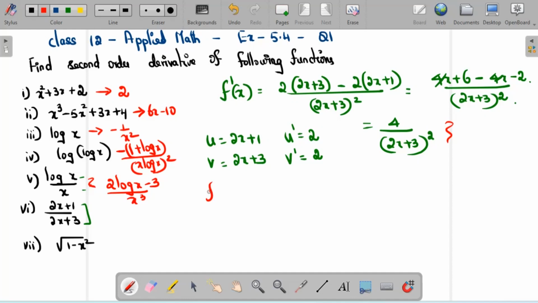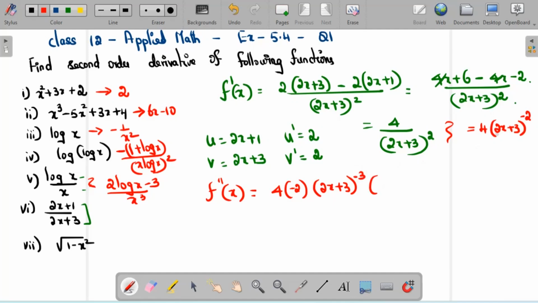We need the double dash. So in order to find the double dash of x, I'm going to modify this function as 4 into 2x plus 3 the whole power minus 2. In this case, I don't need to do u by v. I can directly change it like this to find the second order derivative. So now you can apply chain rule. So this is going to be 4 into minus 2 into 2x plus 3 the whole power minus 3, because you have to do this differentiation.